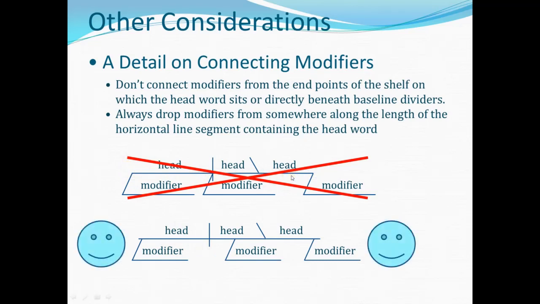So we can put big smileys beside this bottom diagram to indicate that any of those locations for a modifier are just fine. We're finished with part 4.